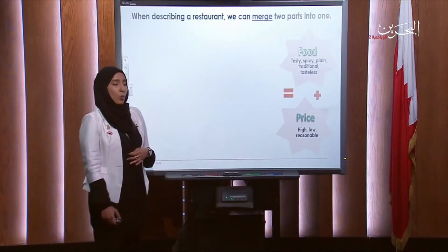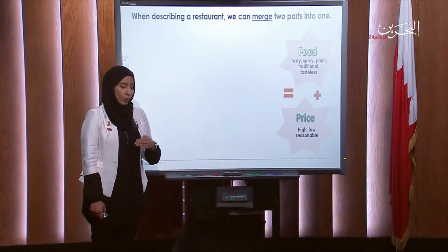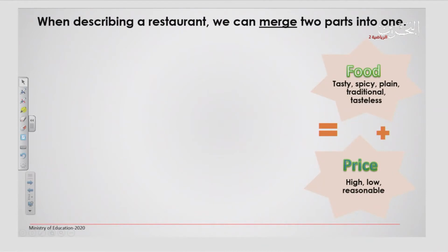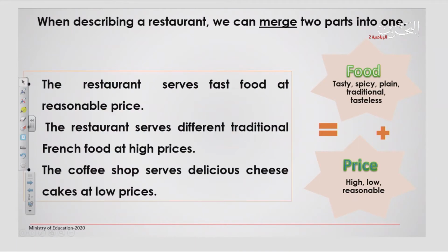Now, what I want you to do is, usually, as we said, there are 2 points or 2 parts that can be joined together to make it one. So, the type of the food and the price could be merged, joined together to create one sentence. For example, the restaurant serves fast food at a reasonable price. So what is the type of the food? It's fast food. And the price is a reasonable price.